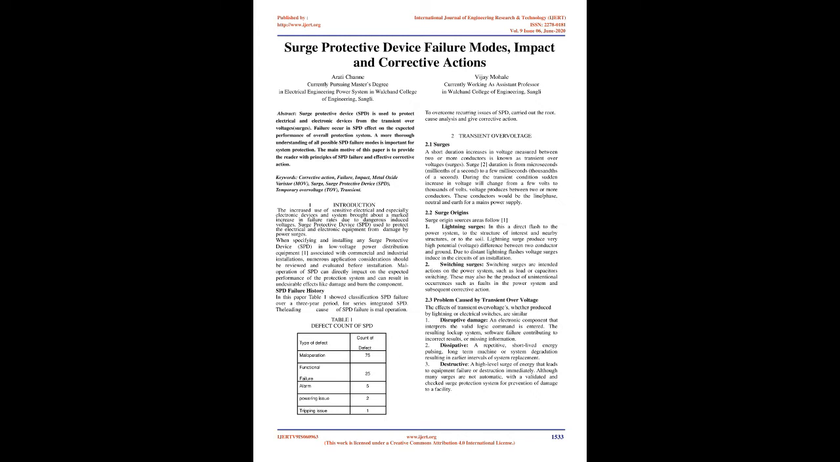Keywords: corrective action, failure, impact, metal oxide varistor, MOV, surge, surge protective device, SPD, temporary overvoltage, TOV, transient.